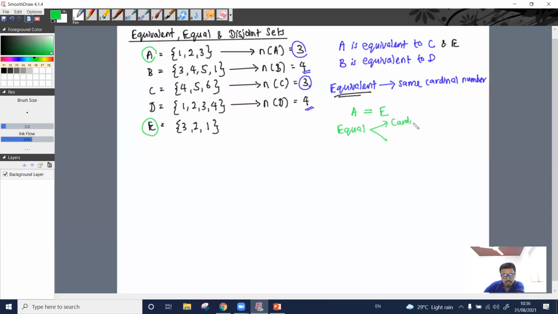Cardinal number should be the same. And also what? Same elements should be there.